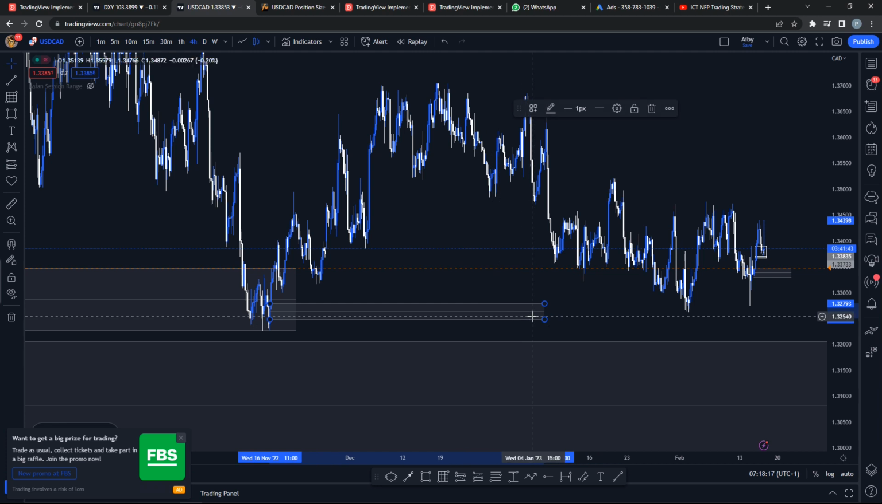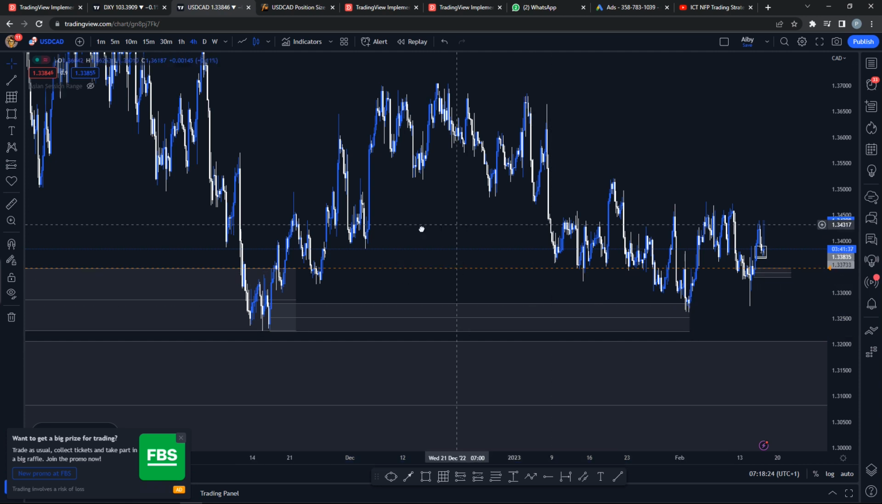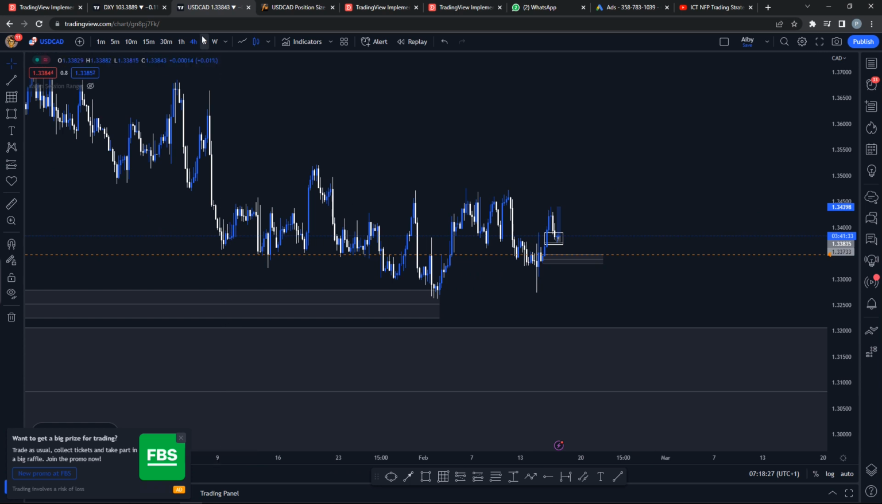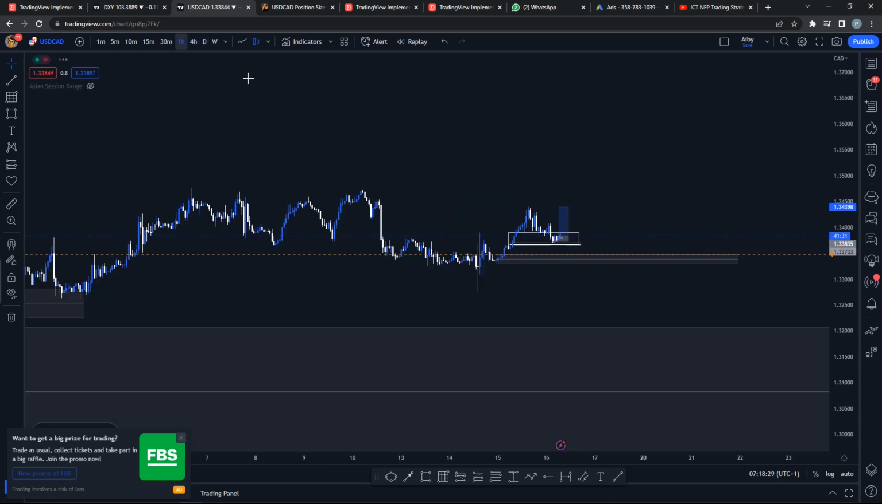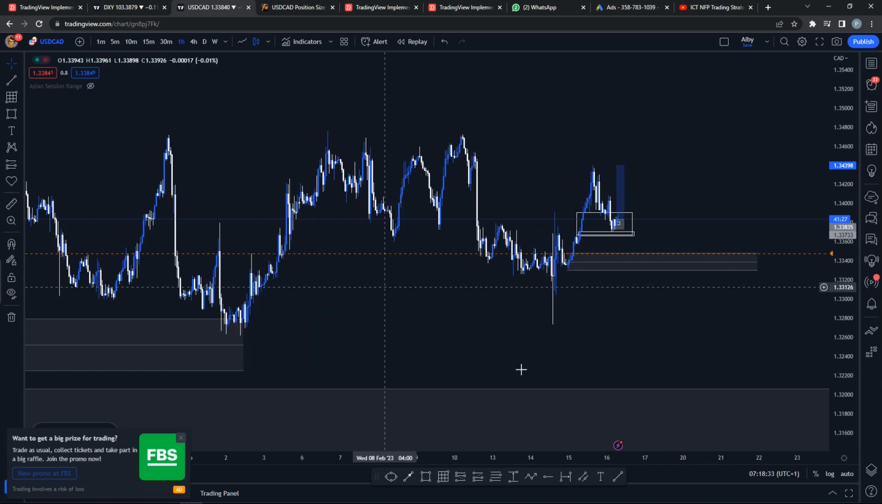Okay, now I'll show you guys what I was trying to say. So we have a demand zone here, another demand zone here, that price tapped into and then pushed higher. Now this is what I wanted to show you guys. Let's go to the 1 hour time frame. Now before the CPI news that happened, I was looking out to trade this demand zone here with that imbalance.